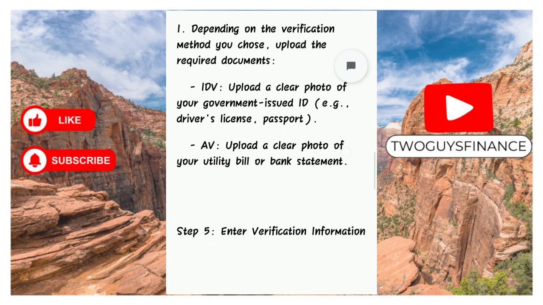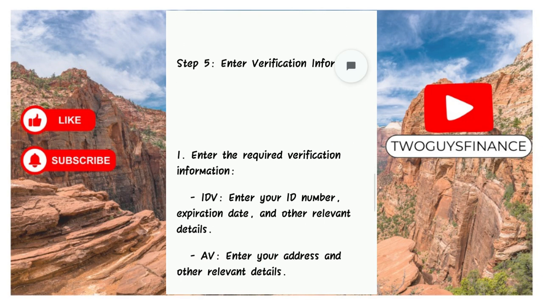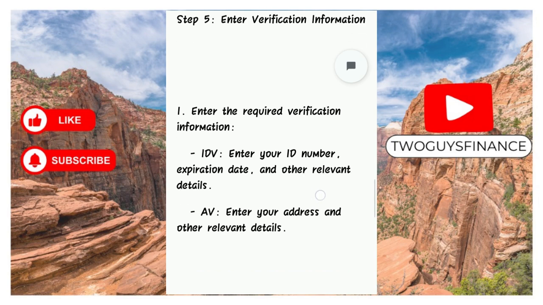And once you're done with that, you need to enter your verification information. So you've got to enter the required verification identification. That could be your ID card verification, or you could use your address verification. If it's for ID card verification, you've got to enter your ID card number, expiration date, and other relevant details. And if it's for address verification, you've got to enter your address and other relevant details.